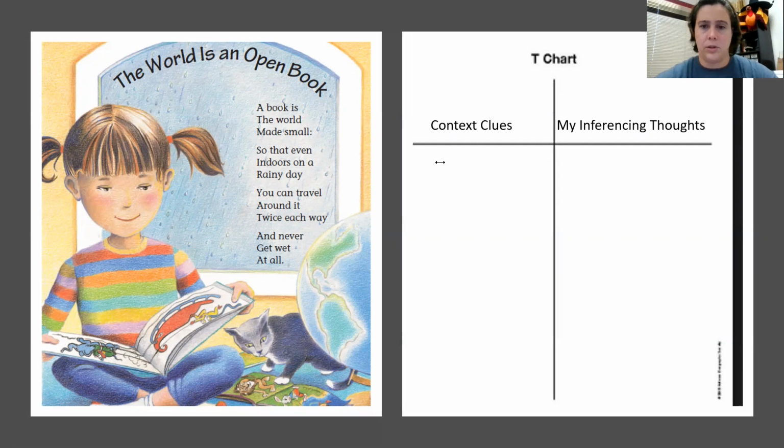Ooh, that's a good context clue. I'm going to go ahead and write that just right here. The world is.